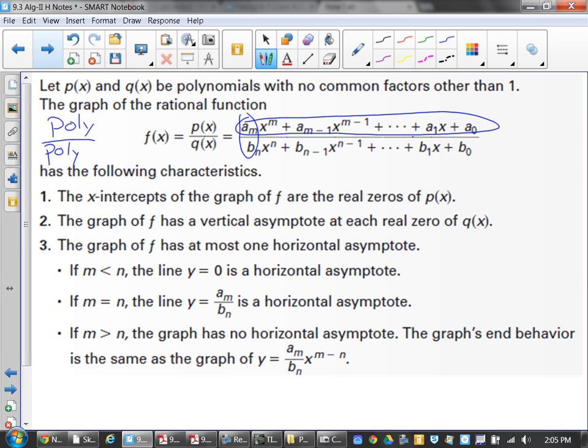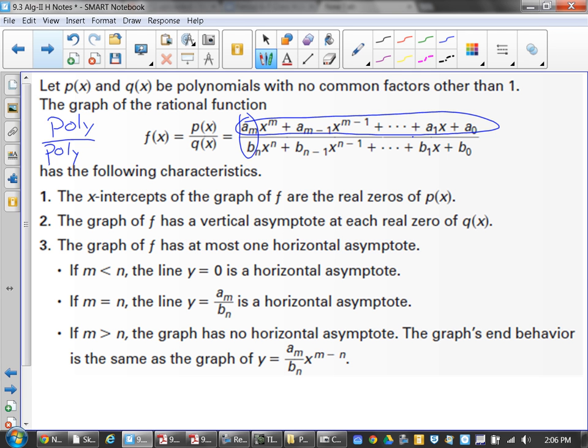Why are some of the letters subscript and other ones are not? Don't worry about it. It's just going down in degrees and placements. The a sub n is the first term coefficient. A sub n minus 1 is the second term coefficient. A sub n minus 2 is the third term, and so on. Just remember that that's the way to write it for descending order.